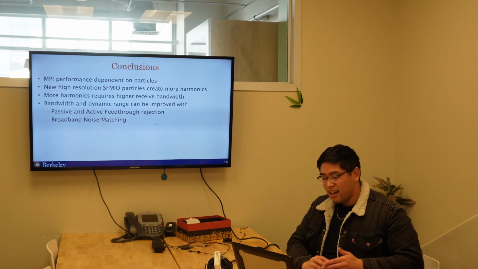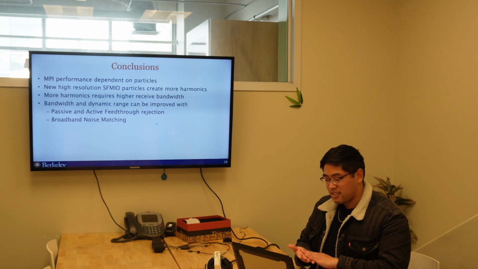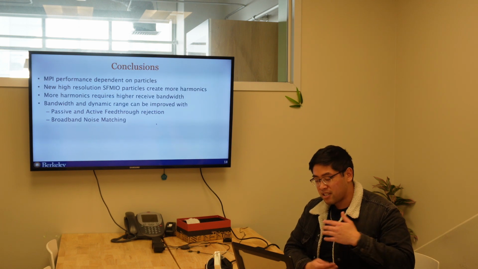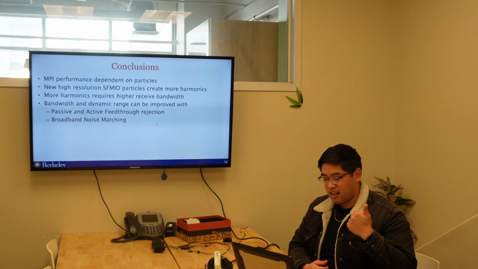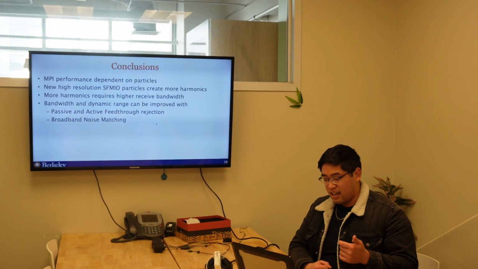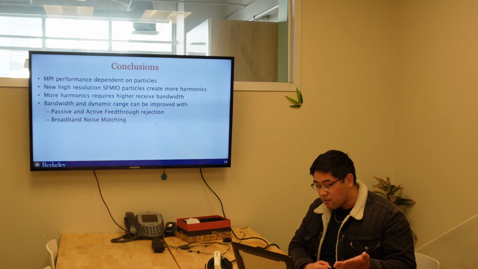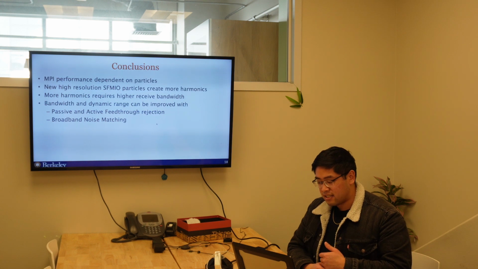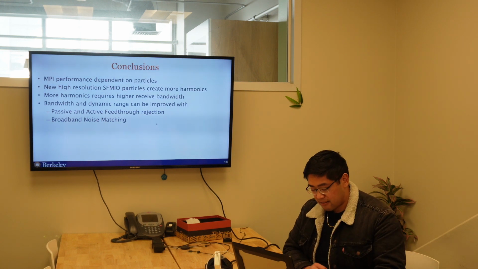So in conclusion, I've shown that MPI performance is dependent on the particles that we use. SFMIOs with a much higher resolution create more harmonics in the frequency space, so you need a higher receive bandwidth to enable that. And to enable a low noise over a high bandwidth, we can employ passive and active feed-through rejection techniques and broadband noise matching techniques.